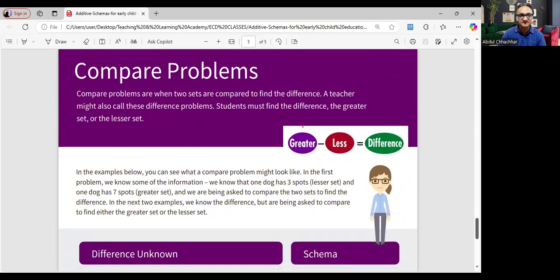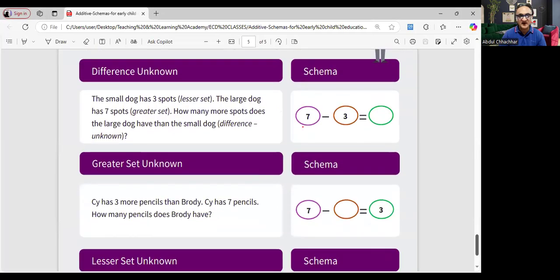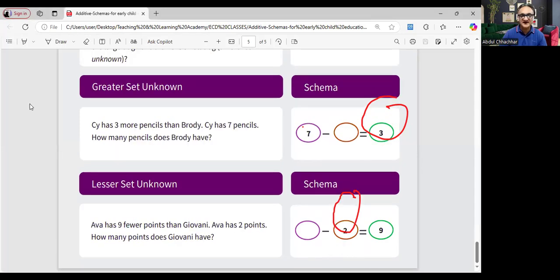The last one is the compare problem. In compare, we have the keywords greater, less, and difference. So in additive schema compare, we are using the concept of greater and less than. Here the difference is unknown. Here the greater is unknown. However, in this last part, the lesser is unknown. They can give you scenarios to solve these problems. I hope this information will help you a lot.